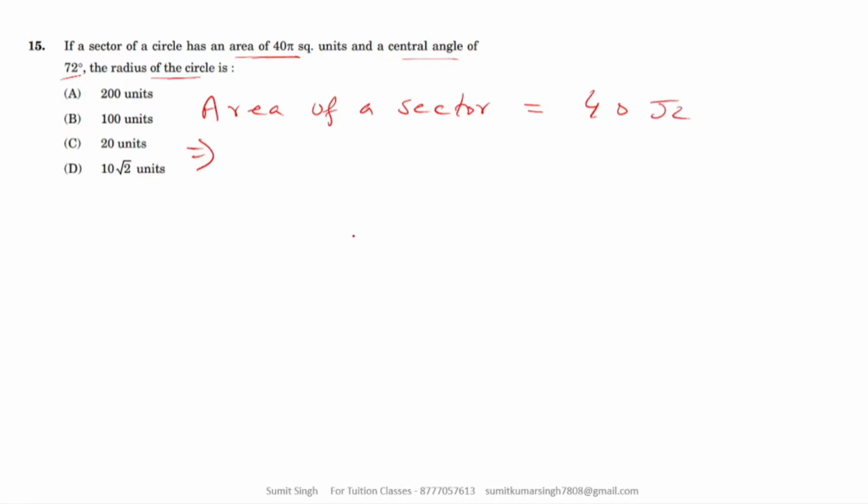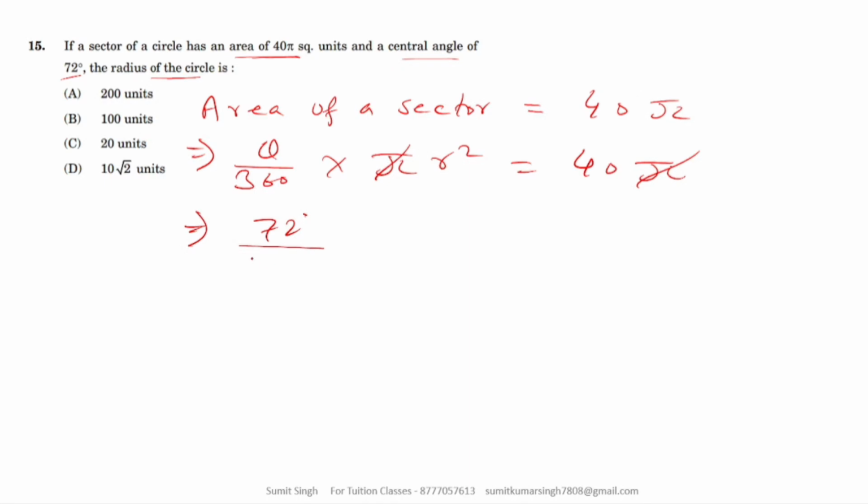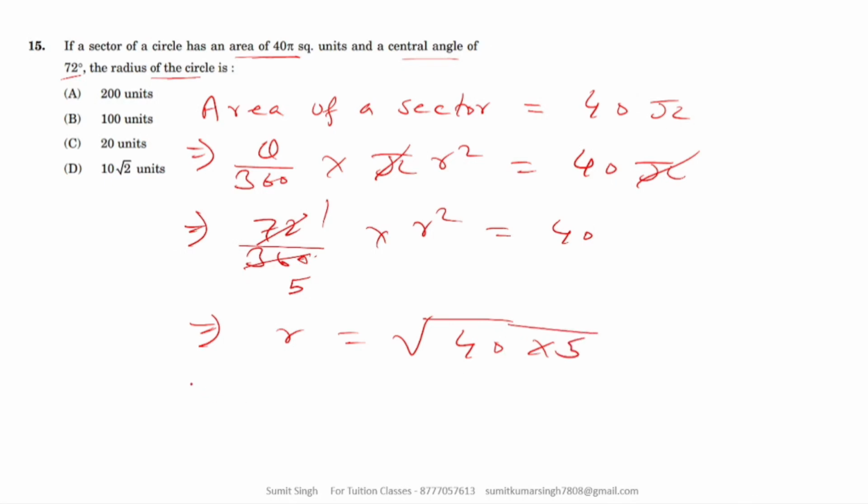You know it very well, the formula for the area of a sector is theta by 360 degrees times pi r square, which will be equal to 40 pi. One more thing, pi and pi cancel out. The value of theta is given, that is 72 by 360 times r square, where the radius is what we need to find, will be equal to 40. In 72 by 360, it comes to 1 by 5, so the value of r will be root under 40 times 5, and when we further simplify, we get the value of r as 10 root 2.